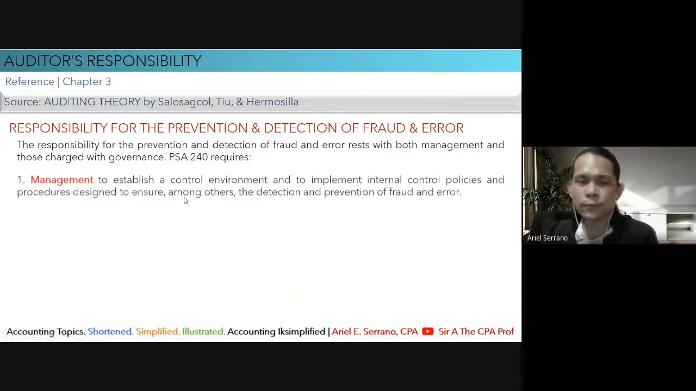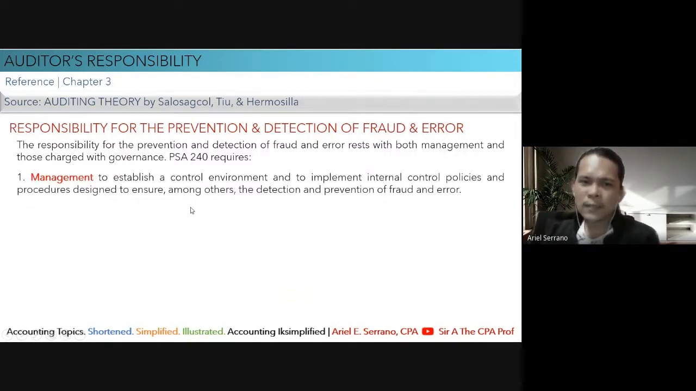Okay? Paki-check po nun. Sabi sa PSA 240, yung management dapat is required na mag-establish ng control environment and to implement internal control policies and procedures designed po yung control environment. Ano yung mga internal controls? I know you are already familiar with this one. Okay? Because that was already discussed in previous accounting subjects.